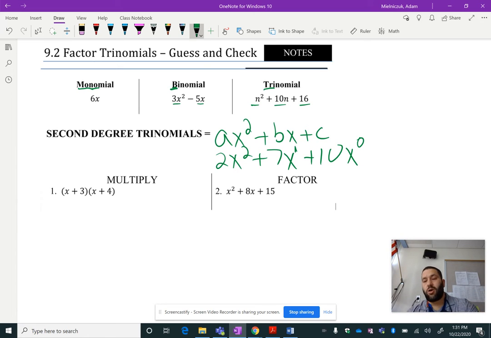Okay? So monomial is 1, binomial is 2, trinomial is 3. Second degree trinomials have a 2 as their exponent. That's why they're the second degree.